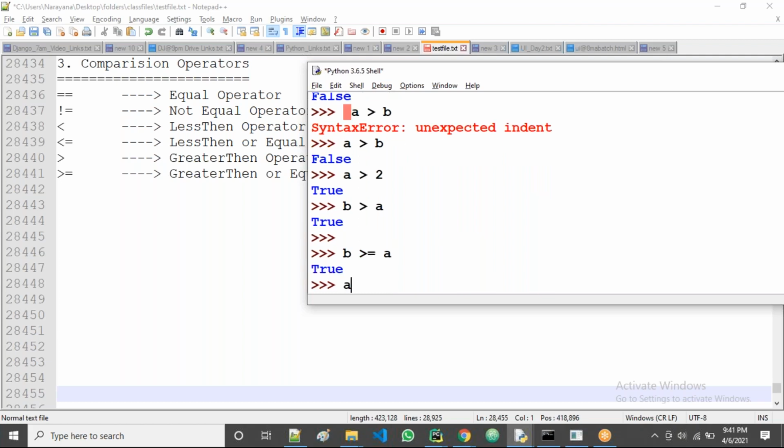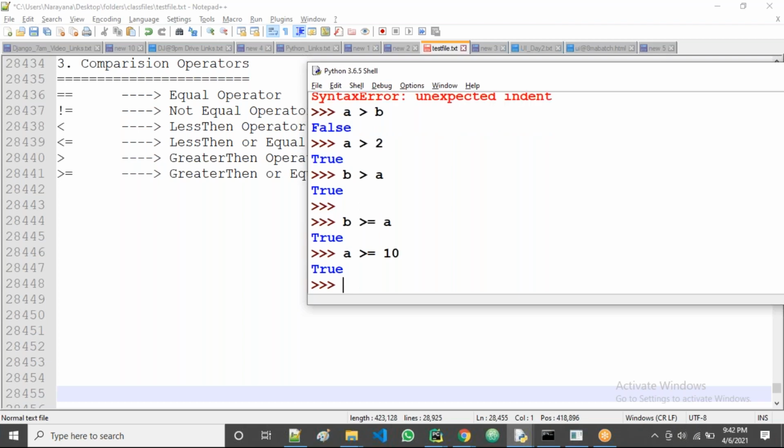Yes, true. I am taking now A greater than or equal to 10, guys. True or false? All of you reply, guys. Yes.